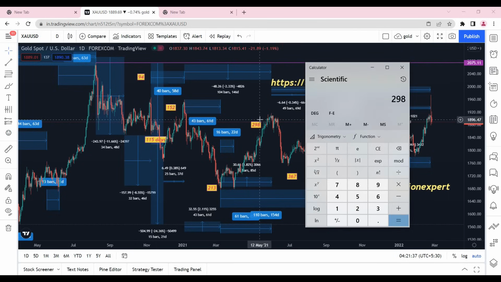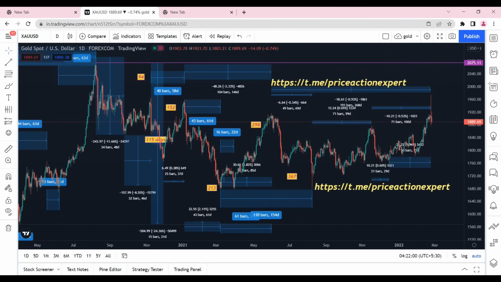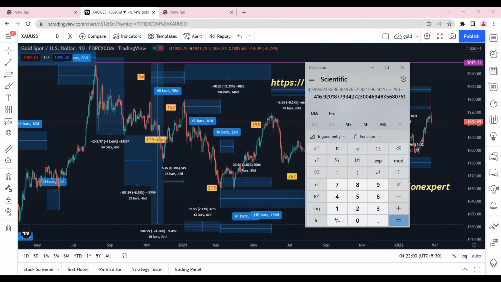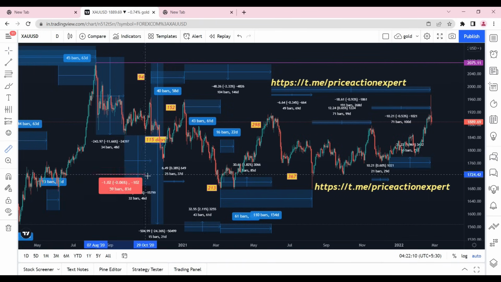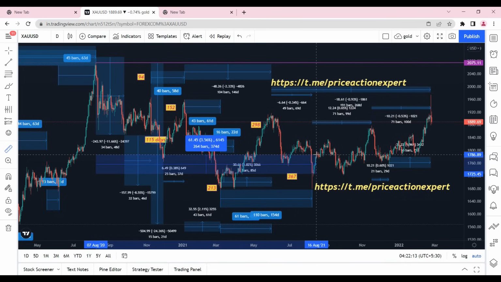298. Actually, from here, this one is 213. To here it's 298. From this high to this low is 213. So it gave the result 416. It's 417 actually. From here I started, and 417 days. Yes, it's off by just one day.